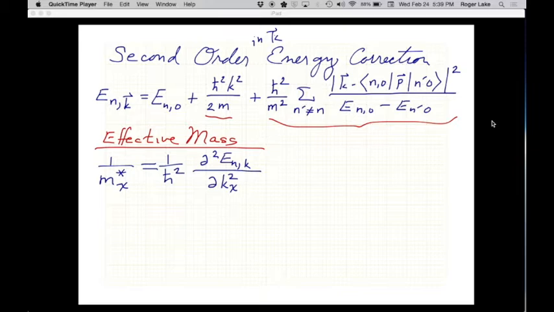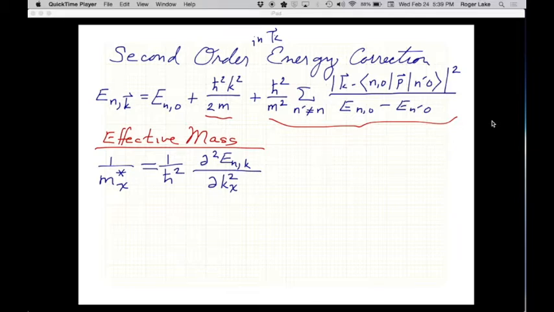And you can even write down a tensor using a mixed derivative like d squared E d k x d k y, and it becomes a tensor. That's the way I did it in my notes, but that's kind of a mess. So we have to look at this expression that we wrote down and ask ourselves, how are we going to calculate the second derivative of that thing?